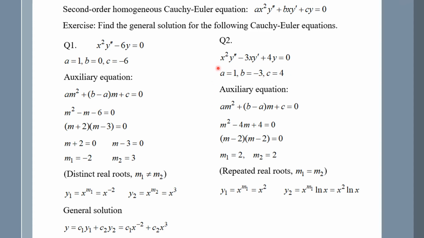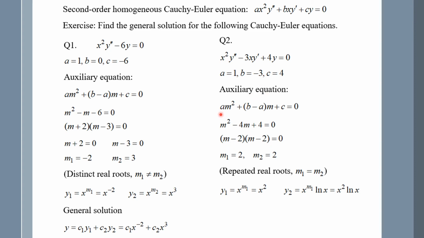Question number 2, x squared y double prime minus 3xy prime plus 4y equals 0. Since this is also a Cauchy-Euler equation, we can now determine the values for a, b, and c. a equals 1, b is negative 3, and c equals 4. Substitute these values a, b, c into the auxiliary equation.